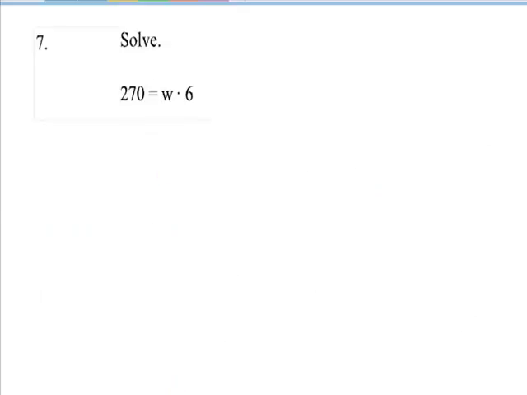Next one, I have an equation to solve, and I see that my variable, my letter, is on the right. I see what's going on between w and the number I need to get rid of, and what's going on is multiplication. That tells me to use division, divide by 6. But if you divide the right side by 6, you divide the left side by 6. 6 goes into 6 one time, so I have w.